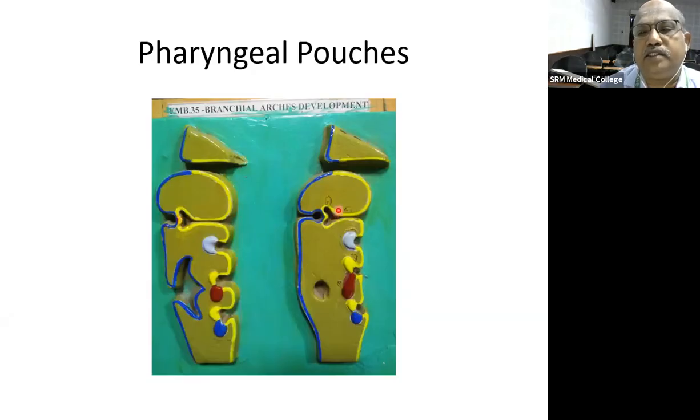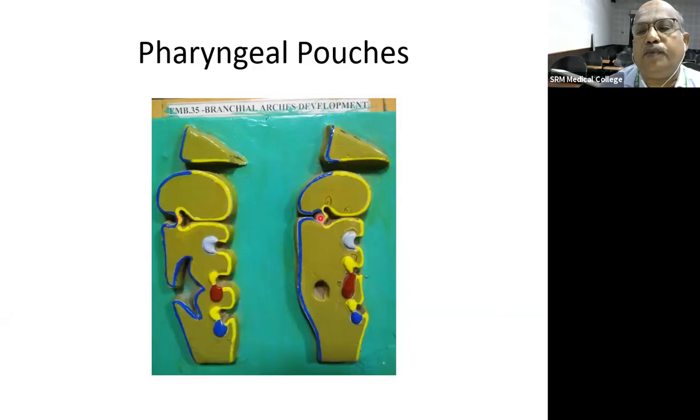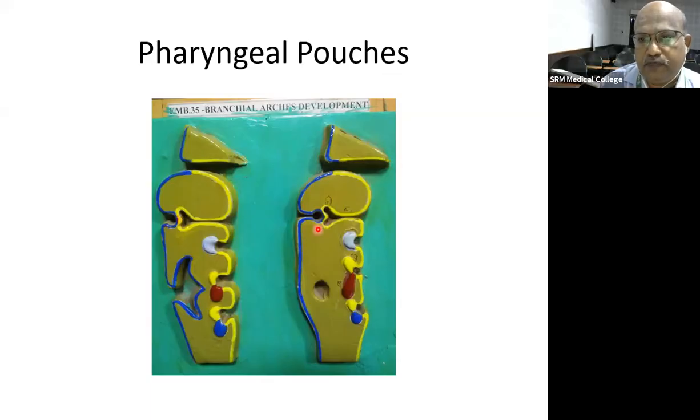This is the next stage. You see this is your external acoustic meatus, and this is our middle ear cavity. In between we have formation of tympanic membrane. Tympanic membrane development is contributed by ectoderm, endoderm, as well as intervening mesoderm. The pars tensa part is derived from mesoderm. So that is your first pouch and first cleft.